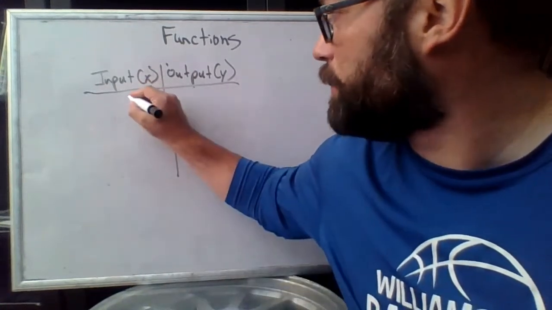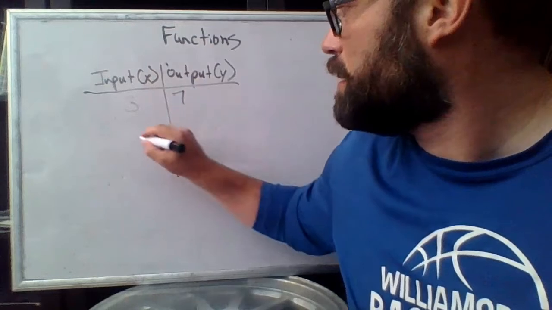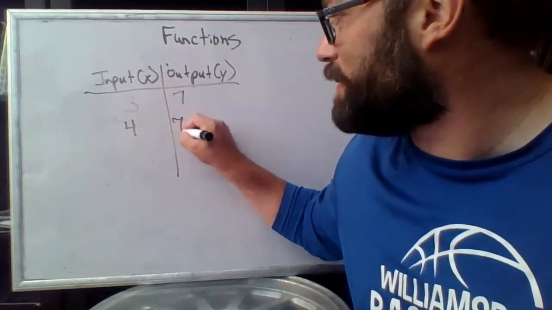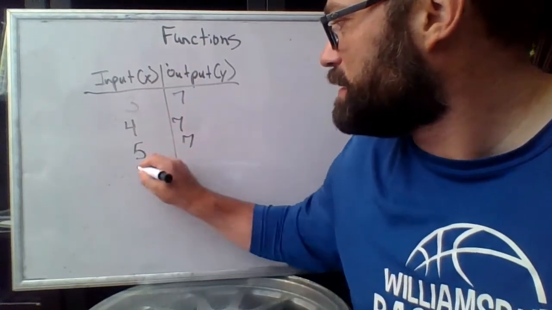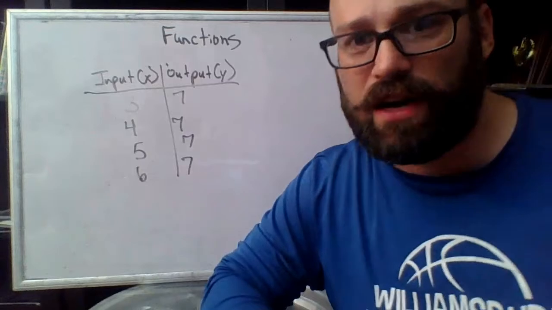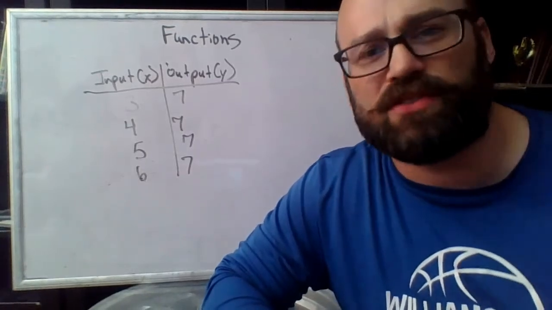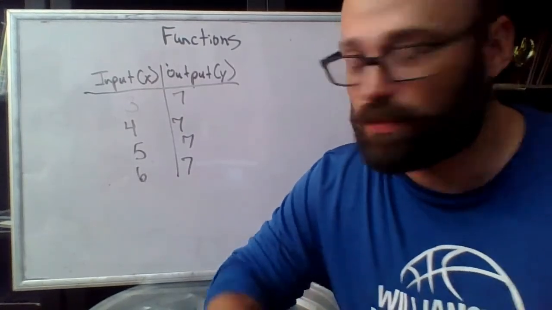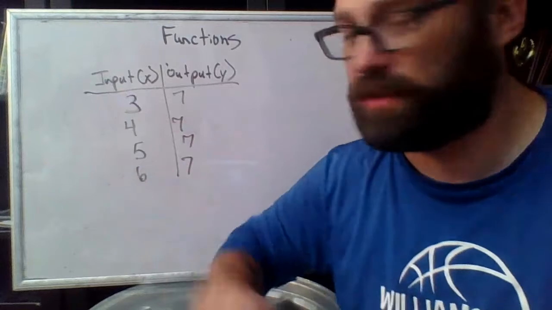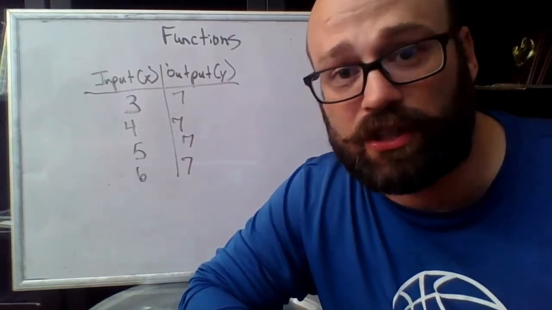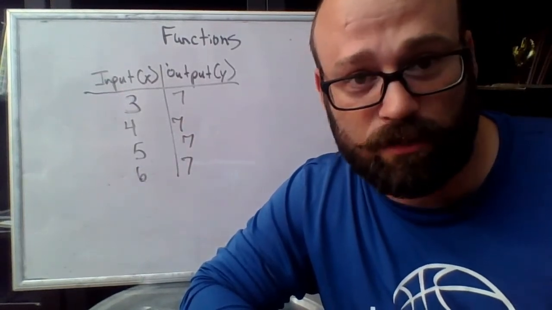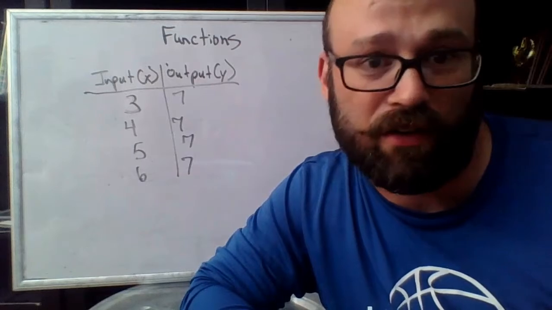So if we input a number, we get 3, we get 7. We put 4, we get 7. 5, we get 7. 6, we get 7. Now remember, there was a key phrase here. I said every input has its own output. This right here, we have 3 right here. Can't really see that very well. This is a function. It functions just fine because you plug in 3, you get 7. You plug in 4, you get 7. 5, you get 7. 6, you get 7.